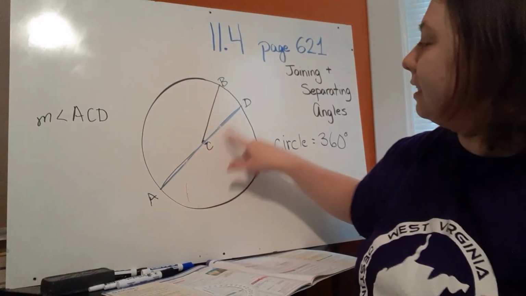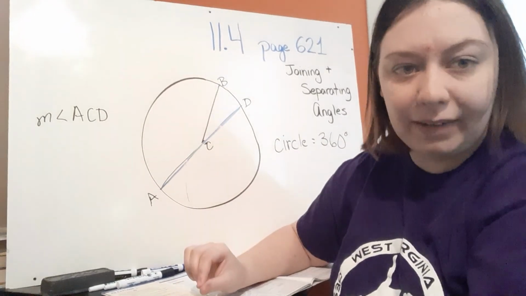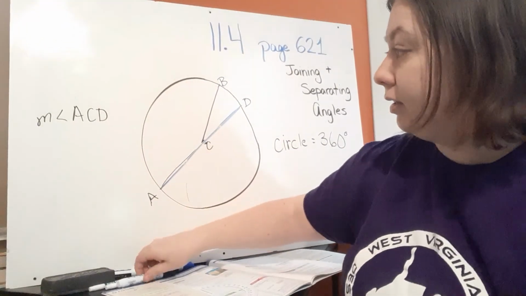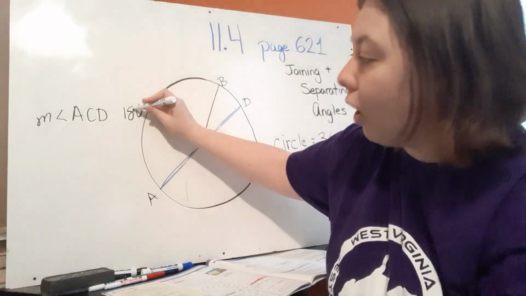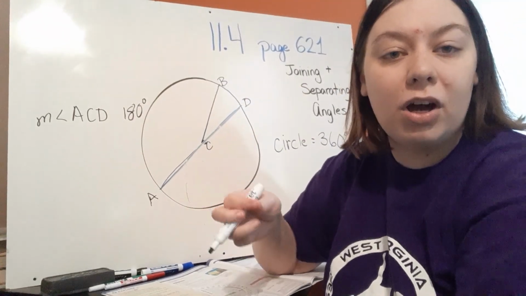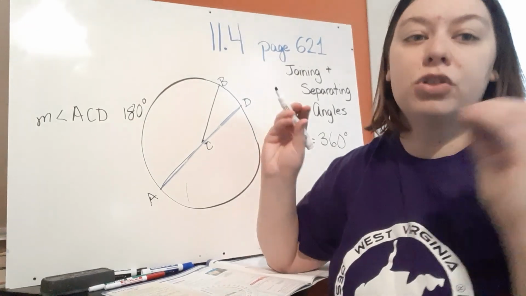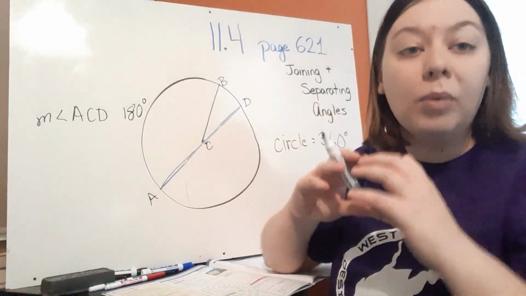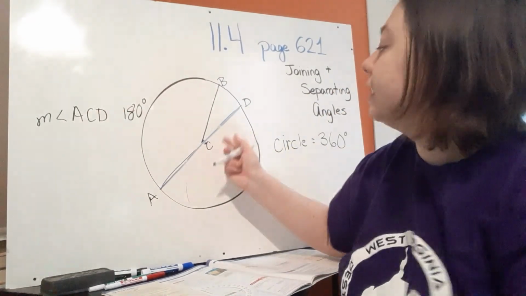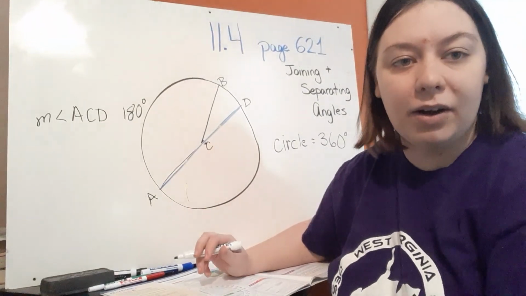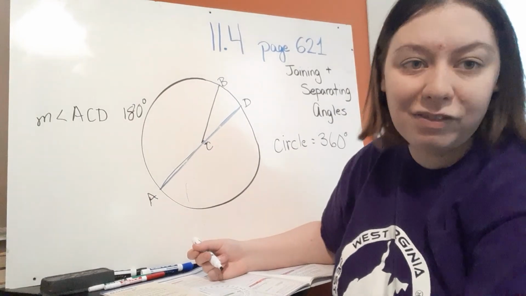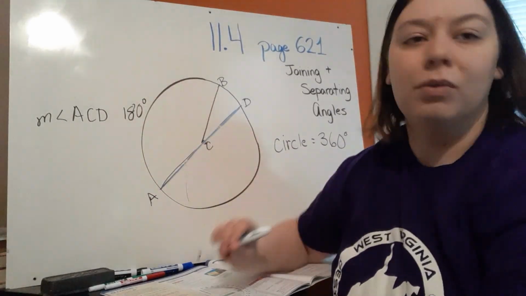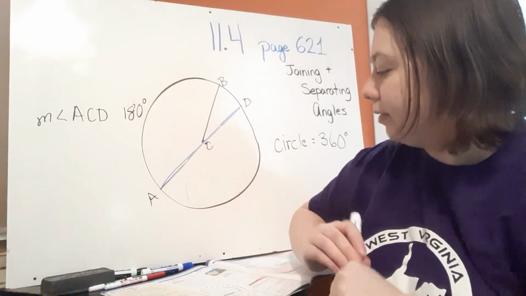That's because ACD is really a straight line. And a straight line is 180 degrees always. In chapter 10, we talked about straight angles, how a straight line is always 180 degrees. It's the same idea here. This is one straight line. So it's really taking up half of my circle, 180 degrees.